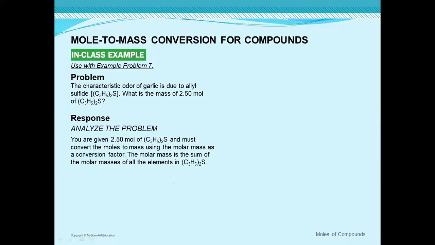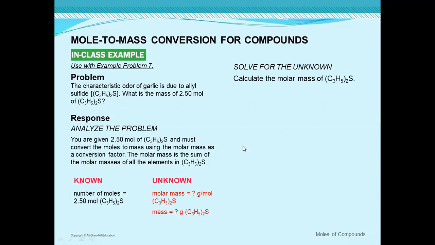We must convert the moles of C3H5 by 2S to mass using the molar mass as a conversion factor. The molar mass is the sum of the molar masses of all the elements in C3H5 by 2S. The known is 2.50 mole of C3H5 by 2S, while the unknowns are the molar mass and the mass of this compound. Calculate the molar mass first.